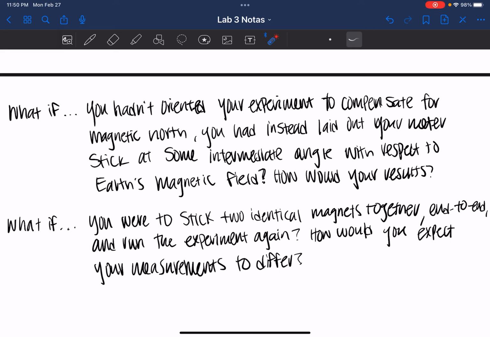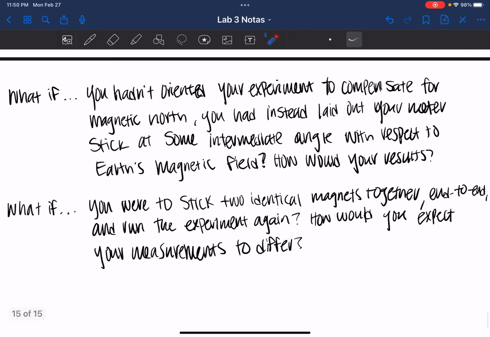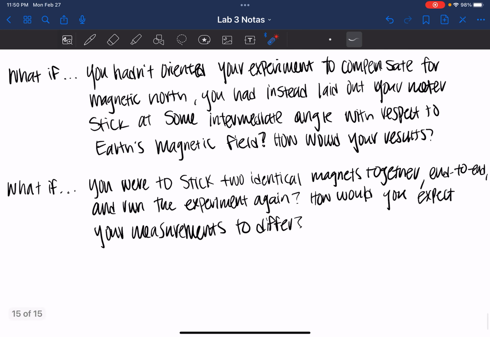And then also, if you were to stick two identical magnets together, what would happen? Well, if you stick two identical magnets together end to end, that doubles the field, so your measurements would also double. And that is all.